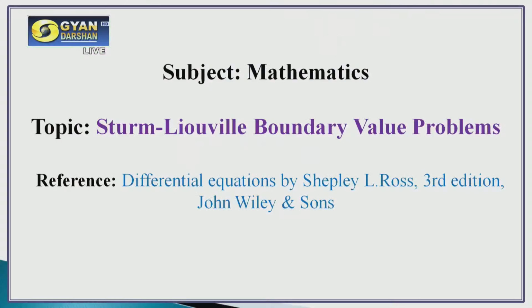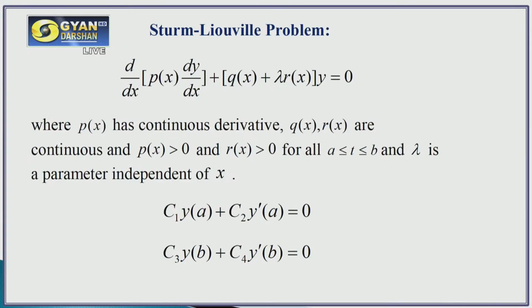So, you see, this is the Sturm-Liouville's problem. Basically, this is a self-adjoint equation where we can see p(x) has a continuous derivative, since we need to differentiate it so that it satisfies this equation. So this equation should be well defined. For that, p(x) should be differentiable and continuous. Similarly, q(x) and r(x) should be continuous, and lambda is the parameter.